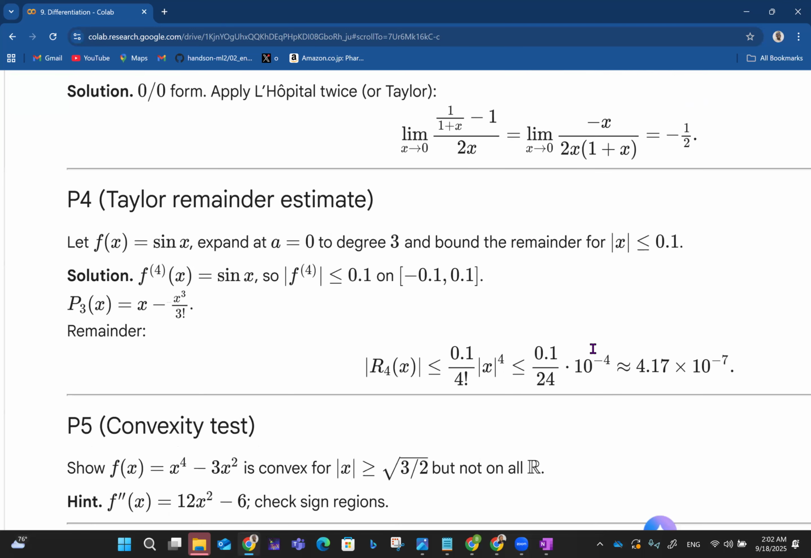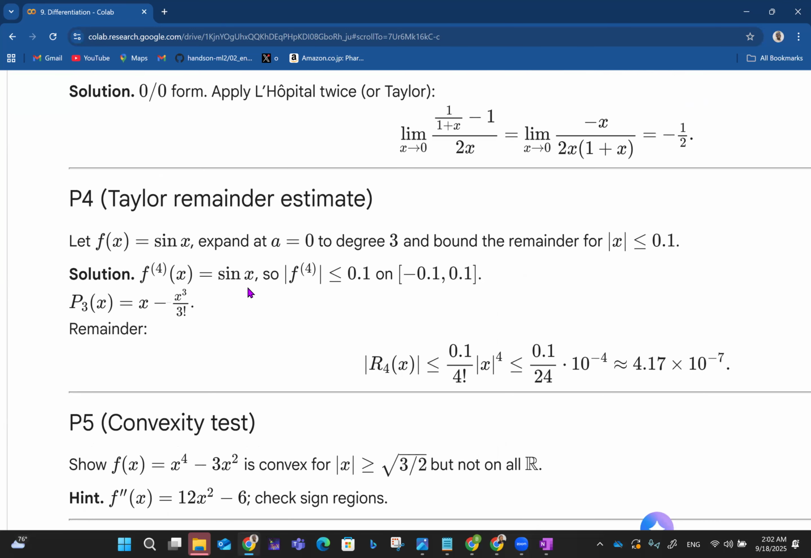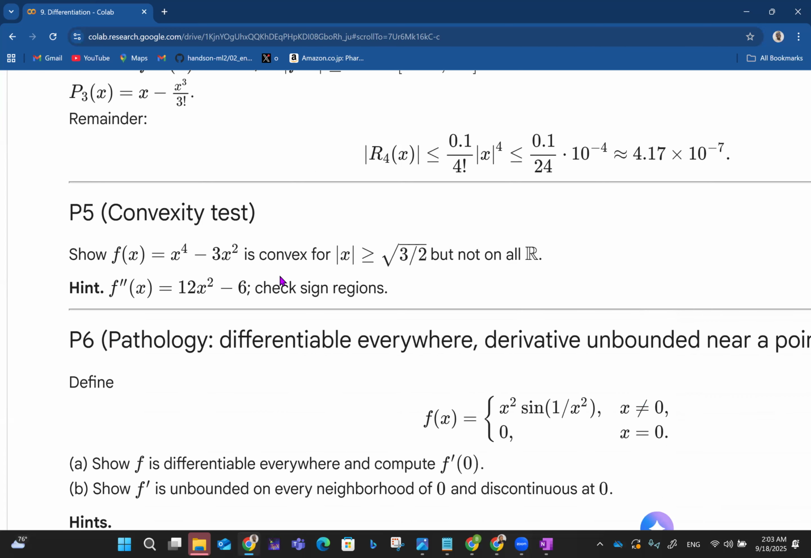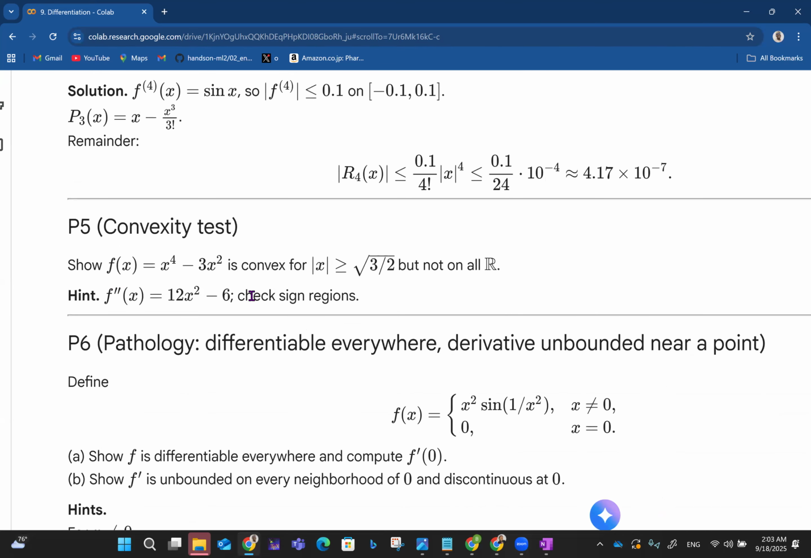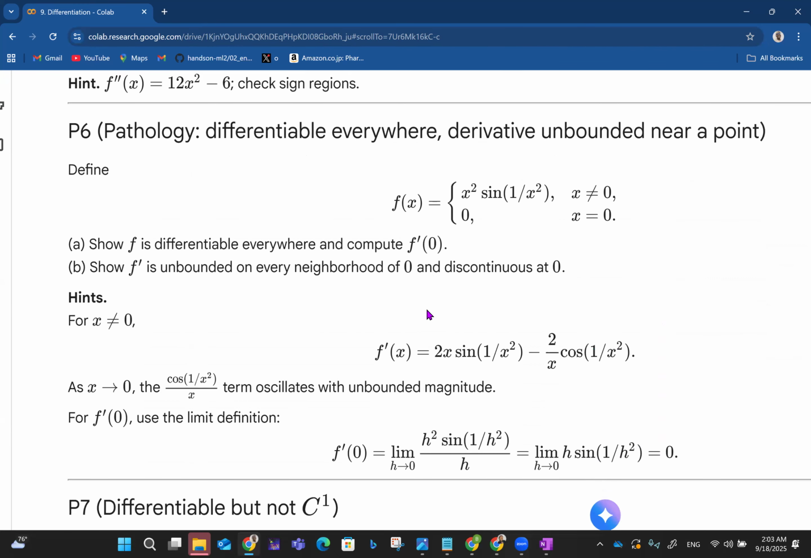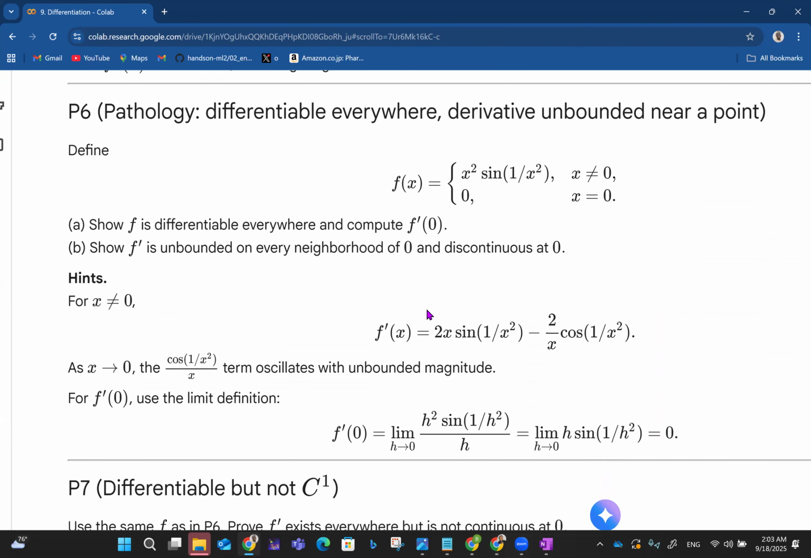Then you can have the Taylor remainder estimate. So let f of x be equal to sine x. So expand at a equals 0 to degree 3 and bound the remainder for absolute value of x less than or equal to 0.1. So you have this whole expression going like that. Then you have the convexity test. So for the convexity test, show f of x equals x to the power 4 minus 3x squared is convex for absolute value of x less than this. We want to check that. So what you do, take the second derivative, 12x squared minus 6, and check sign regions to see how the signs change.